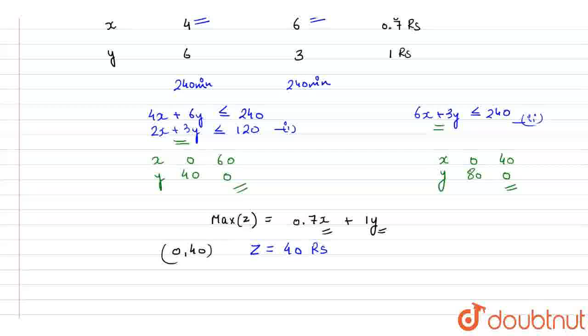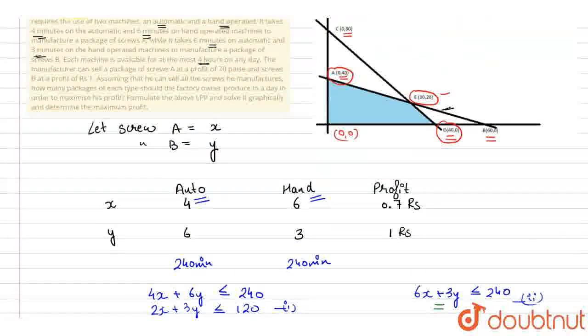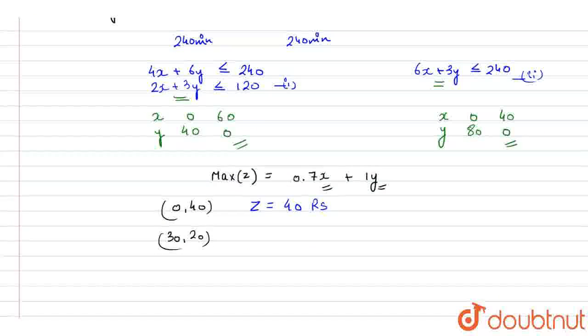The second point is (30, 20), as given. Here it is (30, 20). So if we take (30, 20) in consideration, we'll get z as 41 rupees. And the last point is (40, 0). Taking (40, 0) in consideration, we'll get the value of z as 28 rupees.